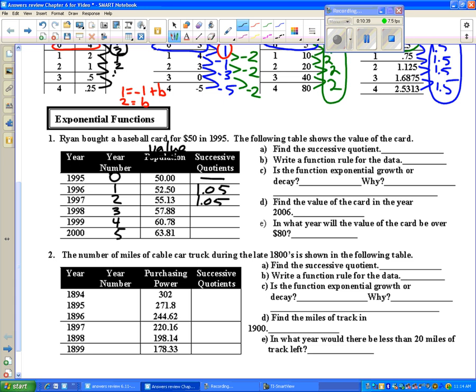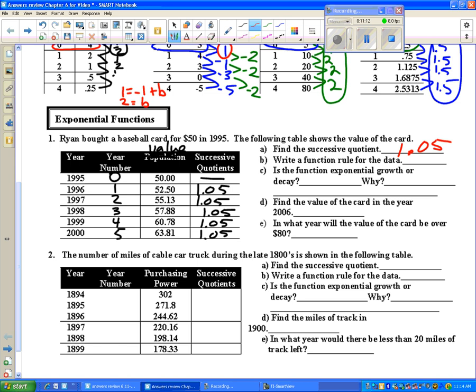57.88 divided by 55.13, I get about 1.05. 60.78 divided by 57.88, I get about 1.05. 63.81 divided by 60.78, I get about 1.05. My successive quotient is 1.05.